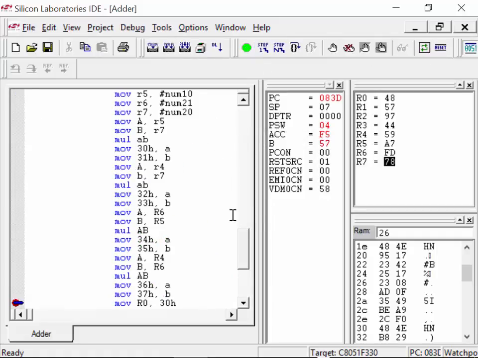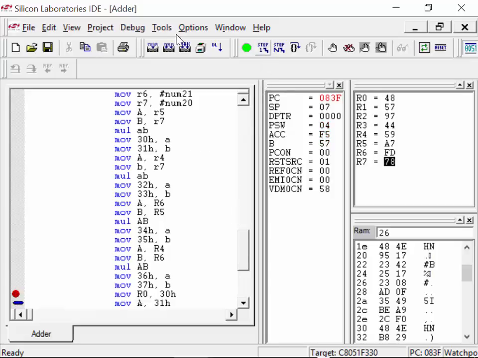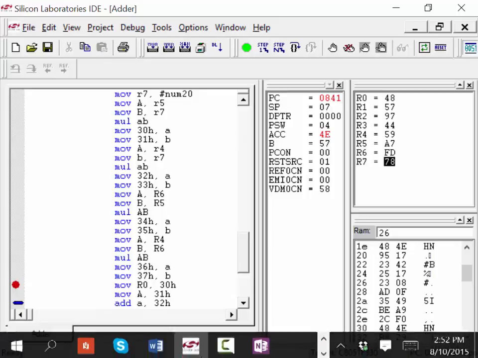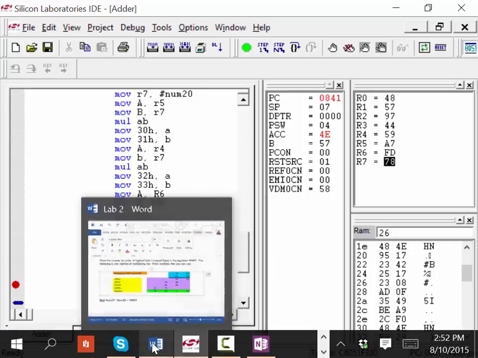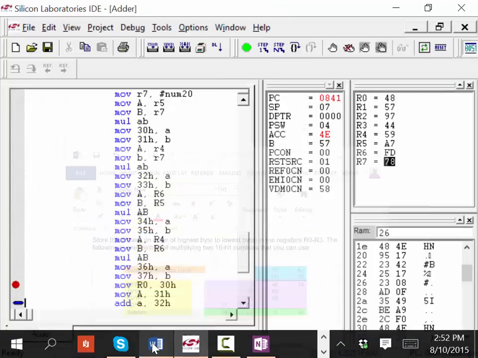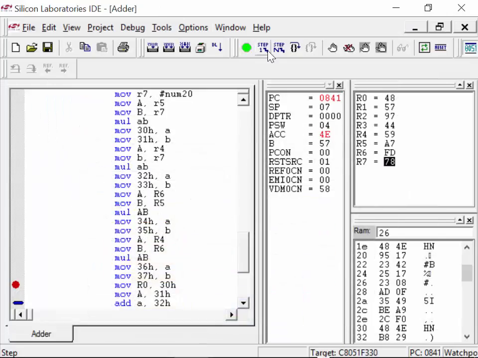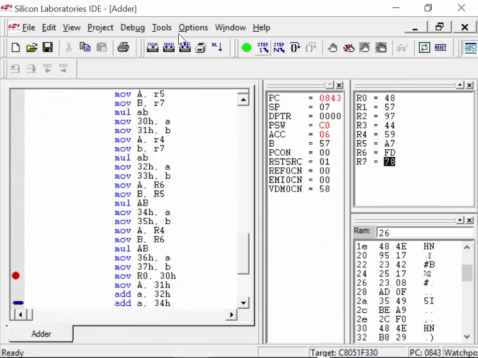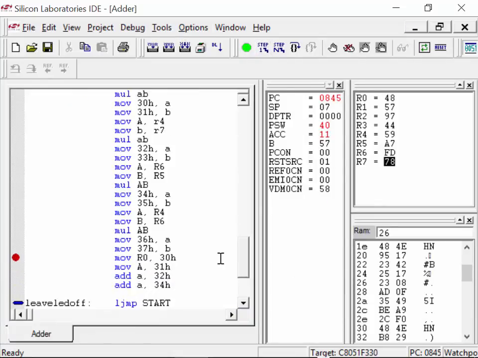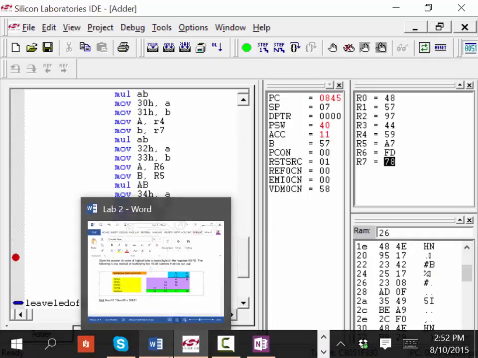Okay, at this point we're going to move into R0, R48. That's fine. Now we move into A, location 31. That's 4E. Now we're supposed to be adding here 4E to 48. All right? We do that. Now, A contains 11. That's good.